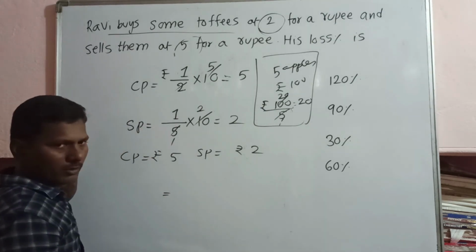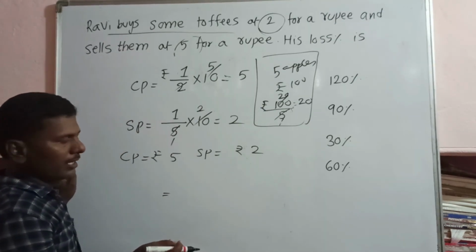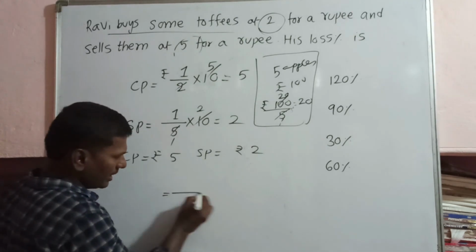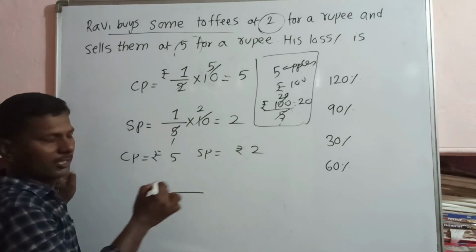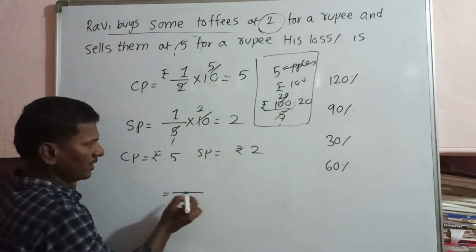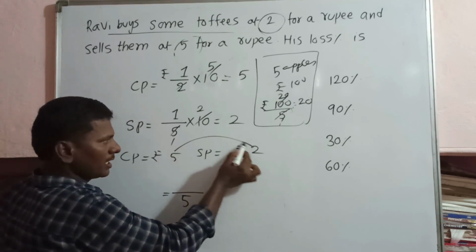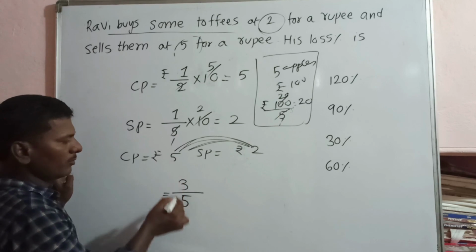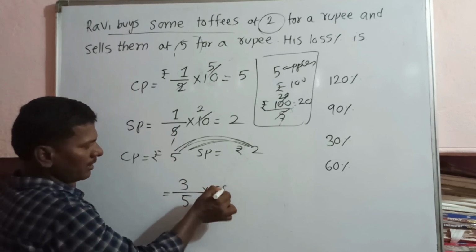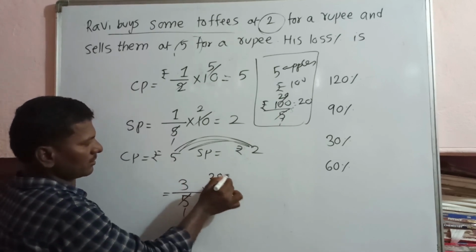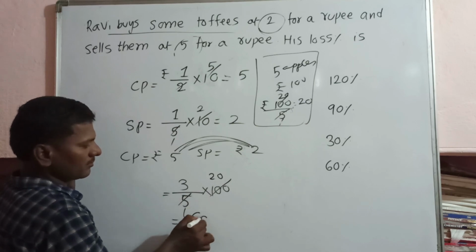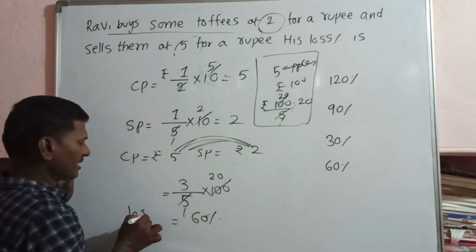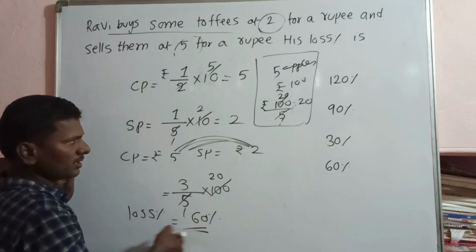So to find out loss percentage, as with percentage of gain, write cost price in denominator always. So cost price is 5 rupees. Loss 5 minus 2, 3 rupees. So write 3 in numerator, then multiply by 100. 5 ones, 5 20s. 20 3s is 60. So this will be the percentage of loss. So 60%.